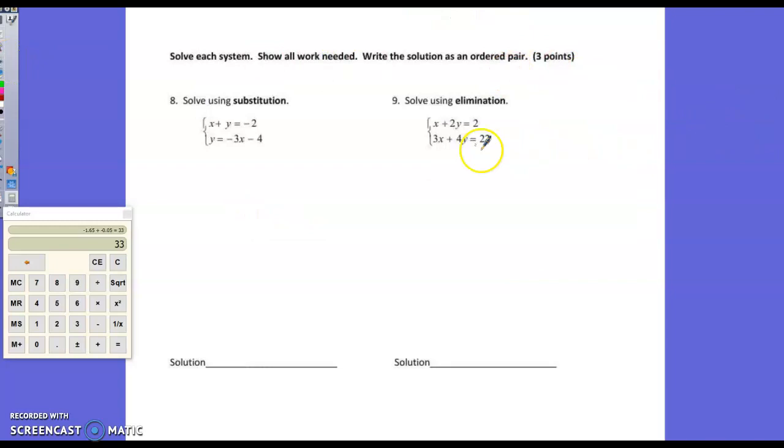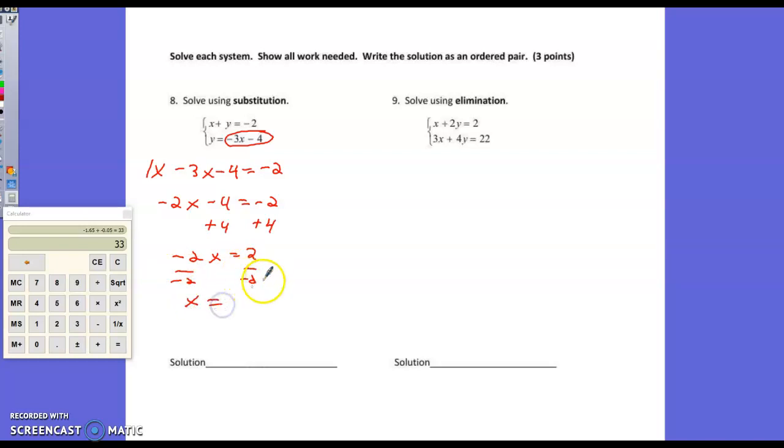Oh, there we go. Alright, solve by substitution, solve by elimination. So again, just what we've been doing. This y is going to go into there. So this will become x minus 3x minus 4, because I'm putting this into there. That equals negative 2. Combine our like terms. So 1 minus 3 equals negative 2. X minus 4 equals negative 2. Get rid of the negative 4 by adding 4. Negative 2x equals 2. Divide by negative 2 to get our x value. X equals negative 1. So that's our value for x.